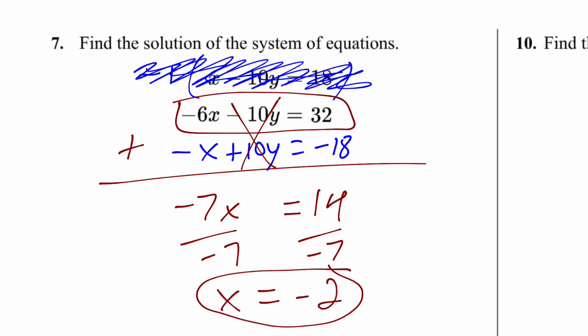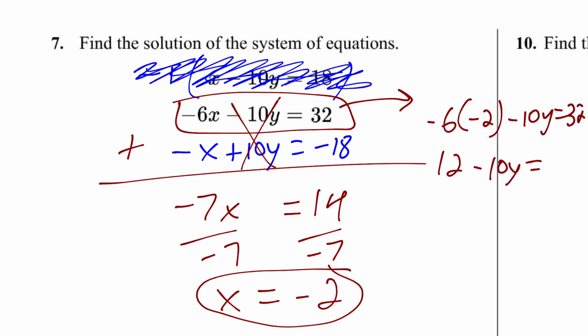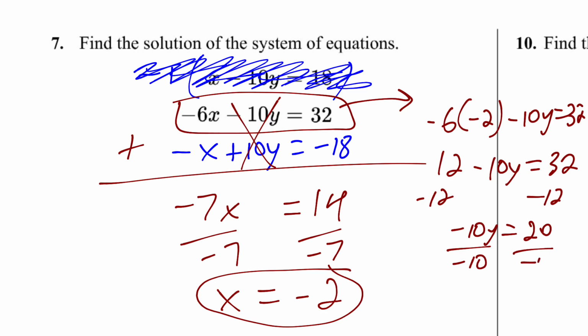Let's plug that into one of my original equations. Negative 6 times negative 2, I'm plugging in for x, minus 10y is equal to 32. This is 12 minus 10y is equal to 32. I subtract 12 from both sides. I get negative 10y is equal to 20. I divide by negative 10. I get y is equal to negative 2.